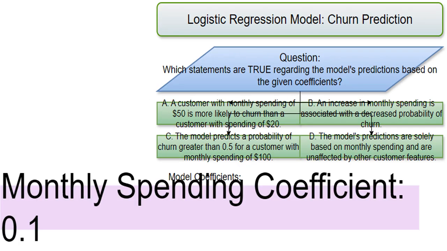This is the coefficient for monthly spending. It tells me how much the log odds of churning change for every $1 increase in monthly spending. A positive coefficient means that higher spending is associated with a greater likelihood of churning.